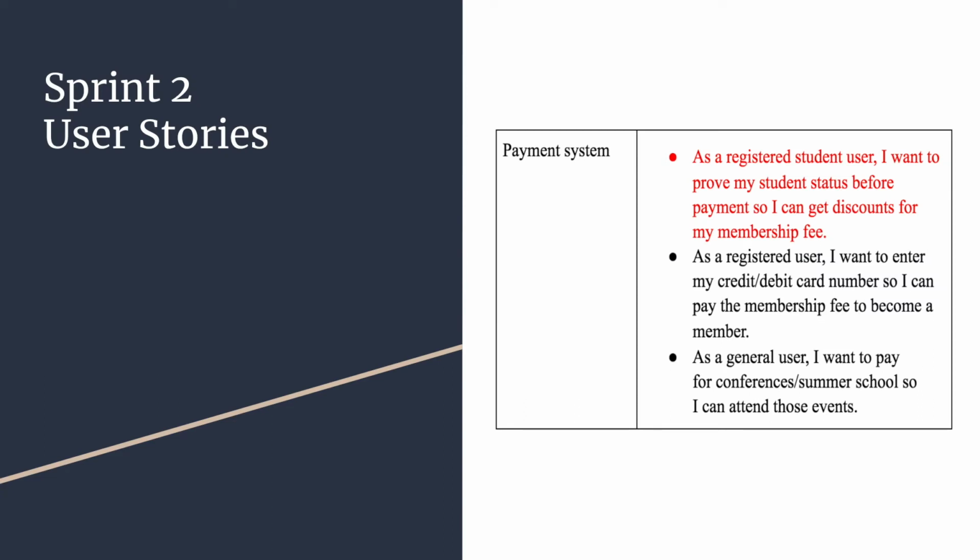The first one said that, as a registered student user, I want to prove my student status before payment so I can get discounts for my membership fee. This functionality is built on top of Sprint 1's profile page. We added a validation step so that if the user wants to verify his or her student identity, a valid student email should be given as an input. Otherwise, our system will refuse this request.